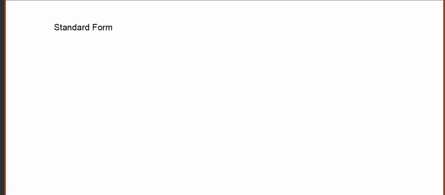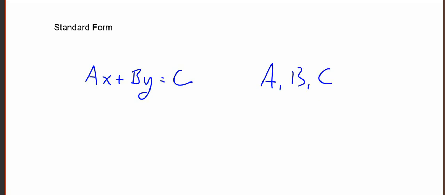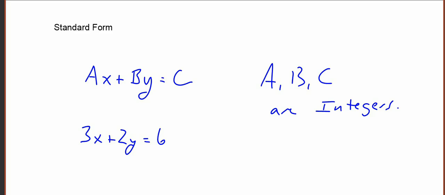So standard form of a linear equation looks like this: ax plus by equals c. That's supposed to be a y, where a, b, and c are integers. So 3x plus 2y equals 6, that would be standard form. Everything's whole number things, integers, all the variables on one side, the constants on the other.